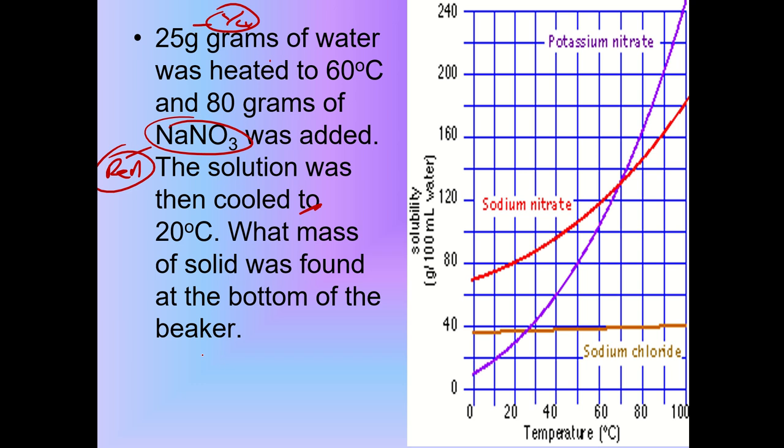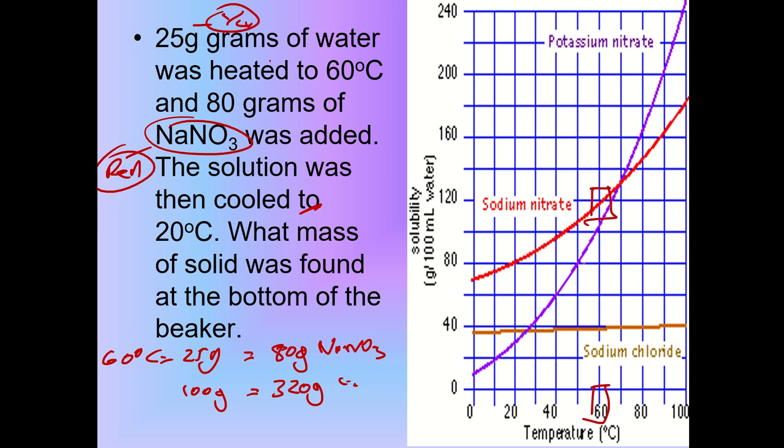Right, so if I have 25 grams of water, okay, so at 60 degrees Celsius, I have 25 grams of water, and I have in that 80 grams of sodium nitrate. That means in 100 grams of water, I would have 4 times that, which is 320 grams of sodium nitrate. And we're at 60 degrees Celsius. So let's go to the 60 degrees Celsius. Let's go up to the sodium nitrate.